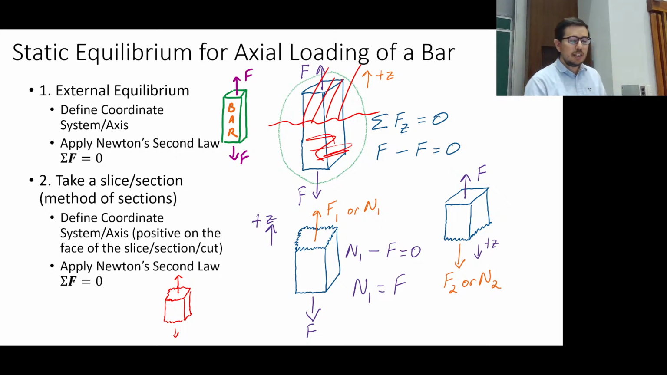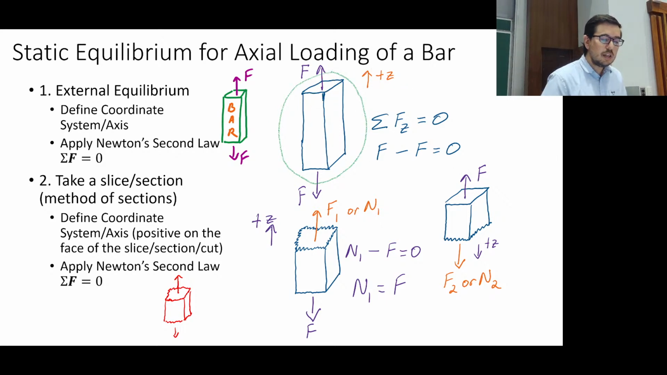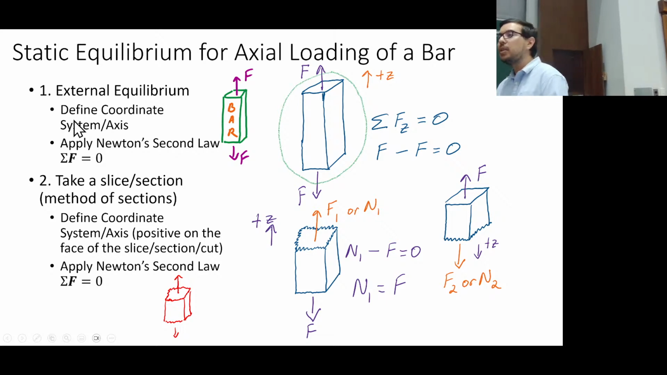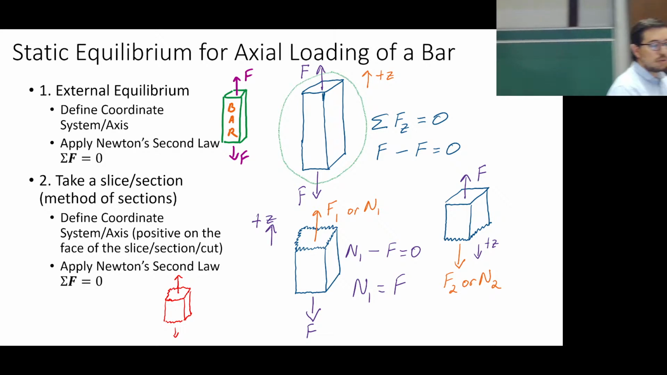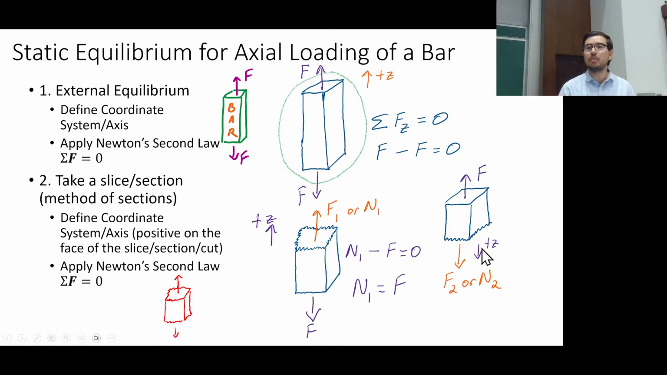Now, do you see here, there is an interesting thing that has happened. This plus z, which is a coordinate system that we said we were going to define when we did external equilibrium, is not in the same direction as this plus z that we defined when we did method of slices. Does this mean that the world has come to an end? No, of course not.